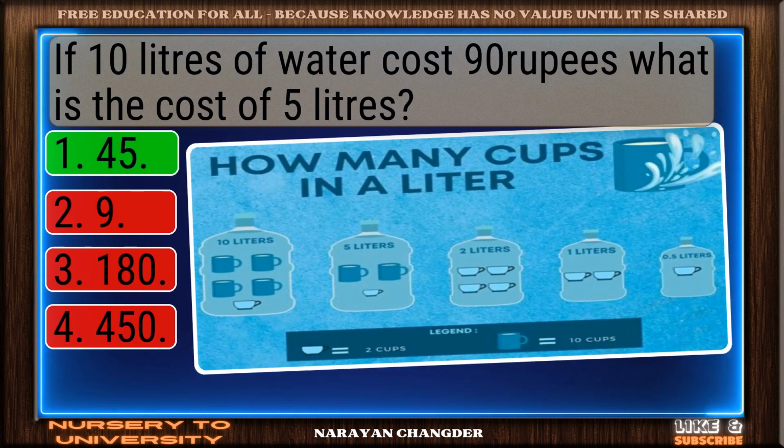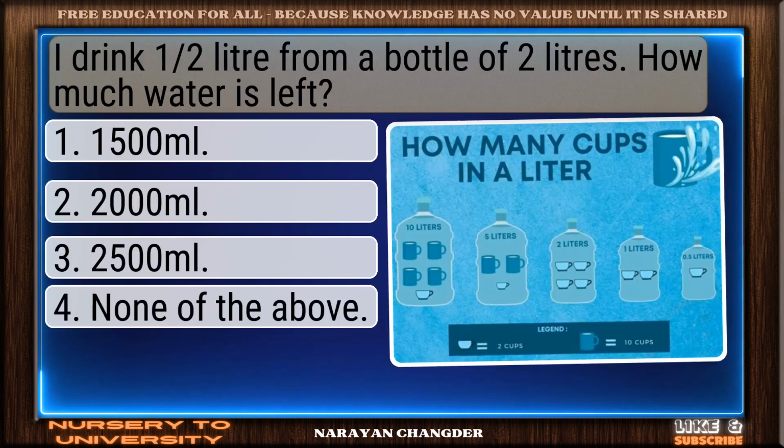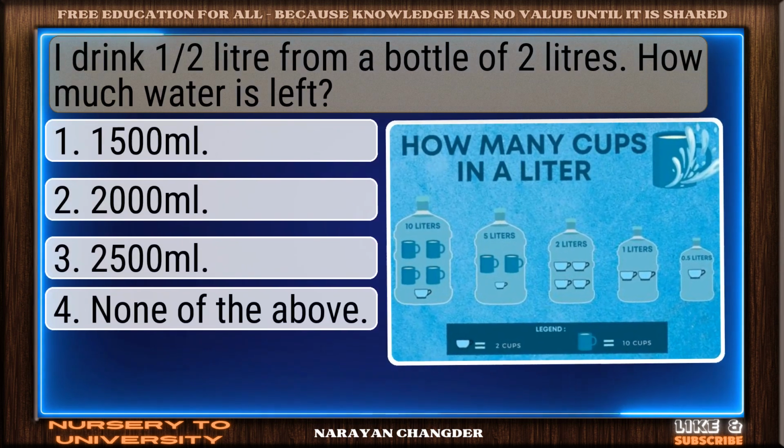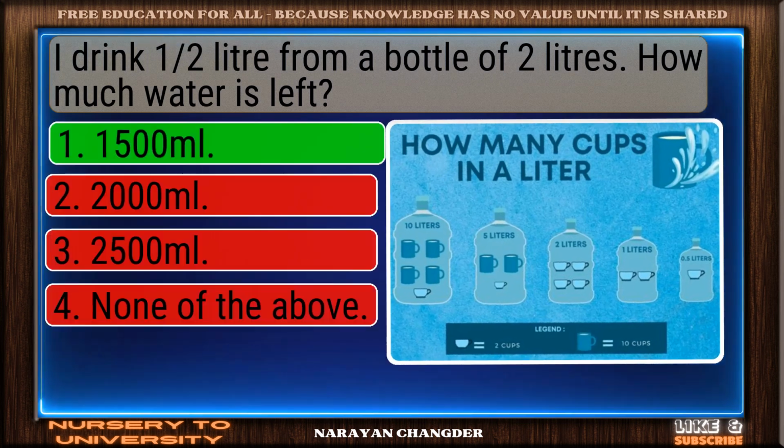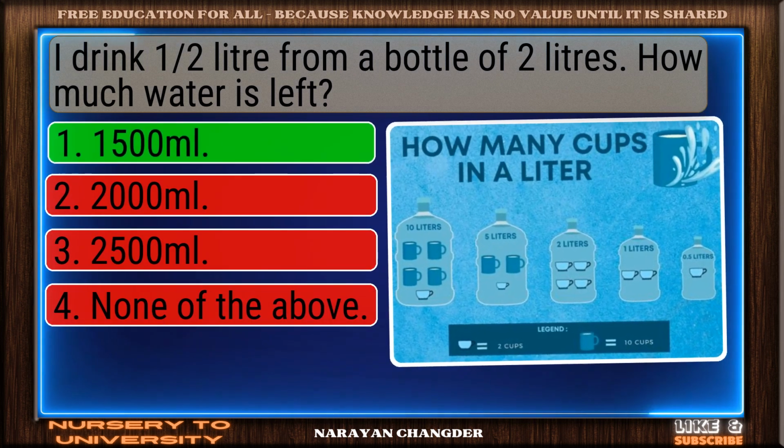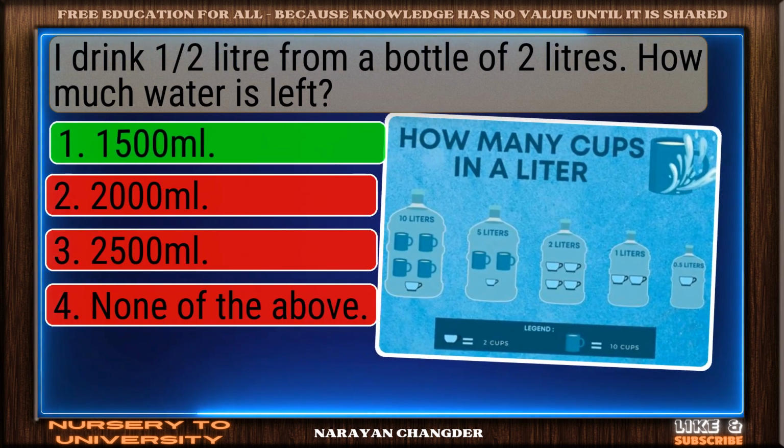Exactly. 45 makes sense and it is the right choice. I drink 1.2 liters from a bottle of 2 liters. How much water is left? Well picked. 1500 L is the correct answer.